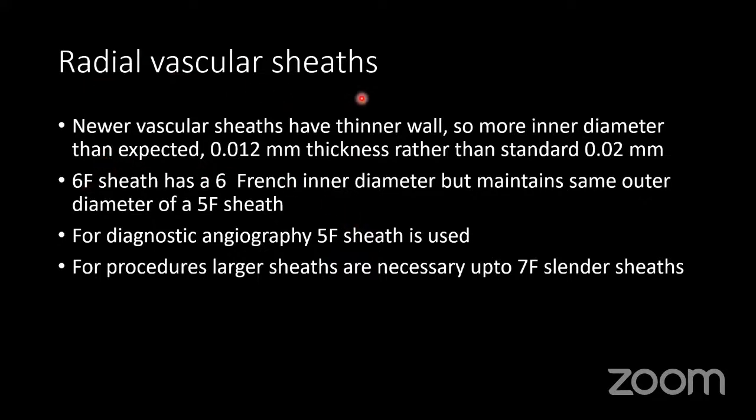And this radial vascular sheath is a newer vascular sheath, and it is different from femoral in such a way that it has more inner diameter than expected, and it is only 0.12 mm thickness rather than 0.02 mm thickness of standard sheath. And a 6 French sheath has a 6 French inner diameter, but maintains the same outer diameter as that of a 5 French sheath. That is the advantage of having a thin wall for the sheath. And for diagnostic angiography, we usually use a 5 French sheath, and for procedures we can go up to a 7 French sheath.